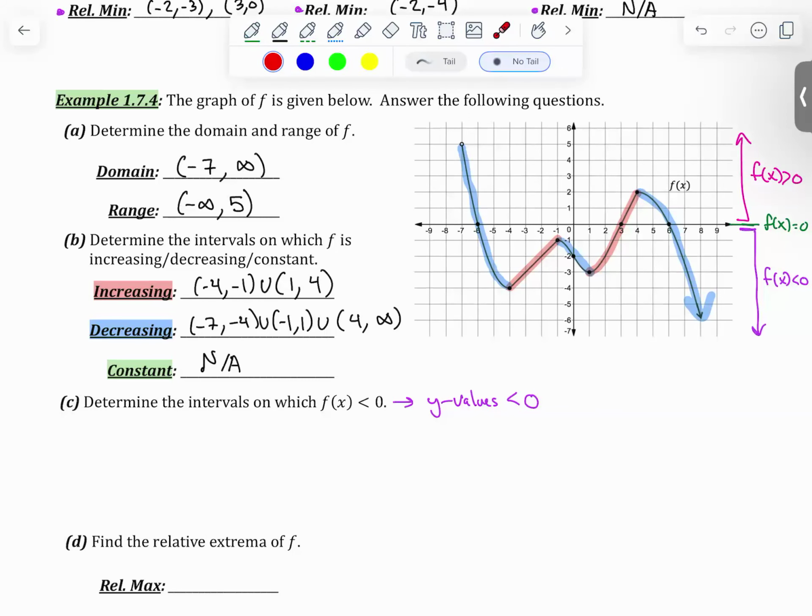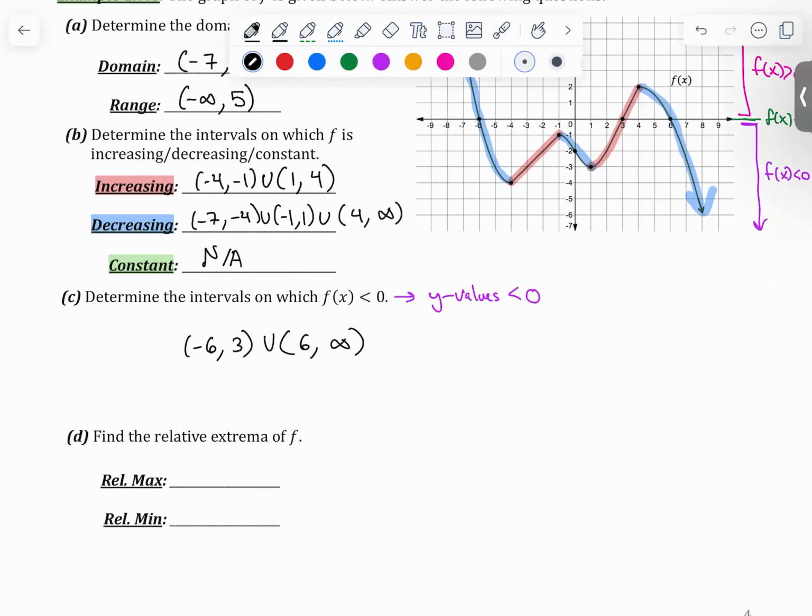So if I'm trying to find where f of x is less than 0, I just need to look for all the x values on which the function is below the x-axis. So that starts at -6. We're below the x-axis from -6 all the way up until x equals 3. And then also from 6 onwards. So our function is negative from -6 to 3. And then also, let's use a union symbol, from +6 to infinity, because after 6, it just keeps going down and down and down forever.